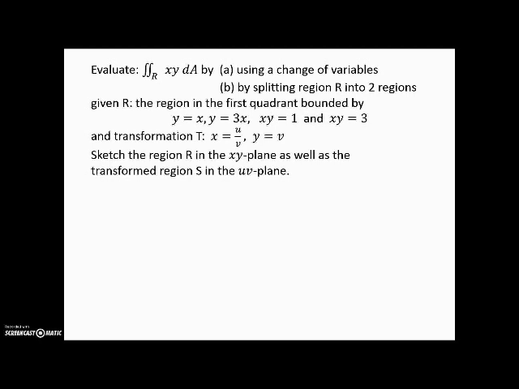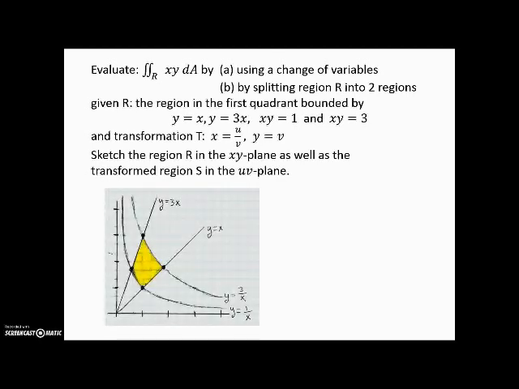And also, we're going to check our answer using change of variables by doing the original problem without a change of variables, by splitting the not so nice R region into regions that are simple and can be handled. Okay, so here we go. Here's a picture of the original xy plane with our four boundary lines, and we have a nice area contained by those boundaries.